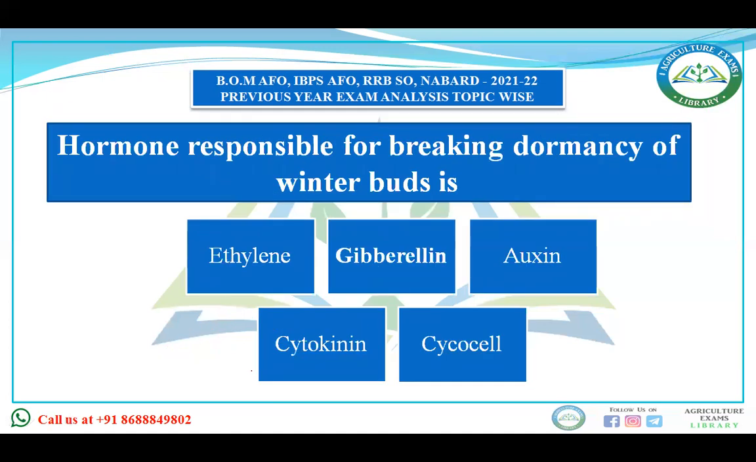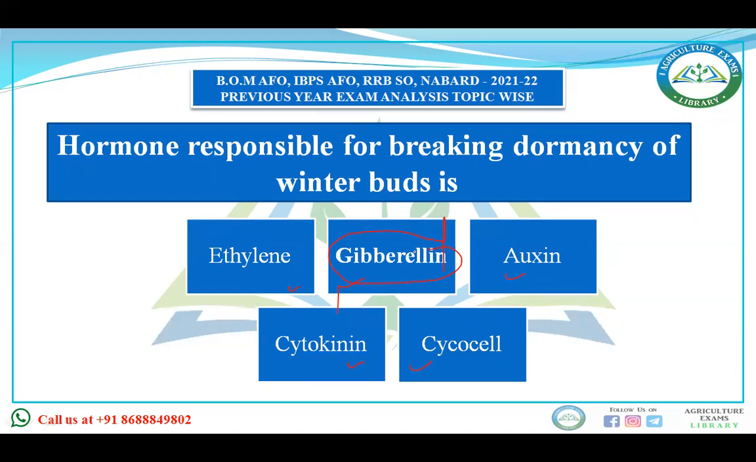Which hormone is responsible for the breaking of dormancy in winter buds? Okay, then ethylene, gibberellin, auxin, cytokinin, ethylene. Then the right answer to this question is gibberellin. Okay, gibberellin is also responsible for cell elongation and increase in fruit size. It is also responsible for the breaking of the dormancy of the buds.